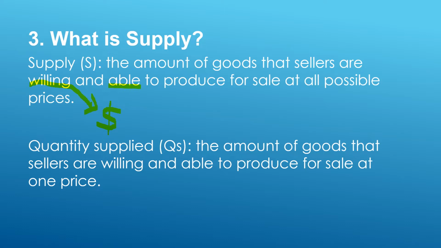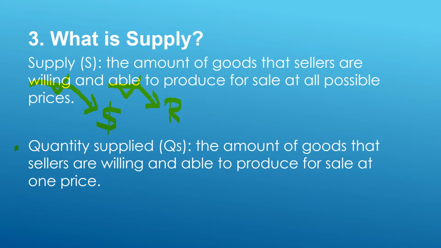Okay, then how about here? Ability. Able to produce actually means can the firm get all of the resources? You need land, labor, and capital. You need the money to buy the land, labor and capital in order to produce the good for sale. So if it is profitable and if they have the ability to get the resources, then the firm will produce the good for sale. So that is supply.